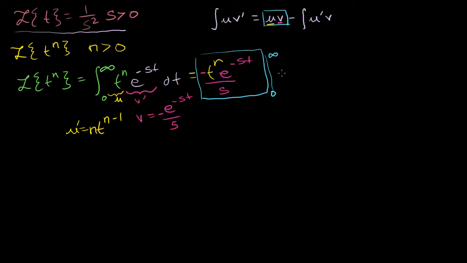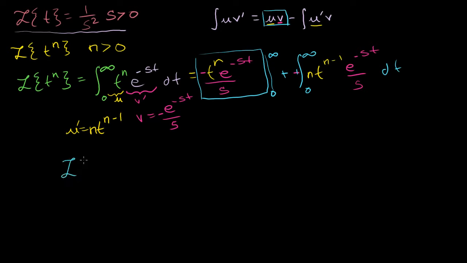And then from that, we're going to have to subtract the integral, and let me not forget our boundaries, 0 to infinity of u prime, which is n times t to the n minus 1, times v, which is minus e to the minus st over s. And then of course we have our dt. And you have a minus minus. These things become pluses. Let's see if we can simplify this a little bit.